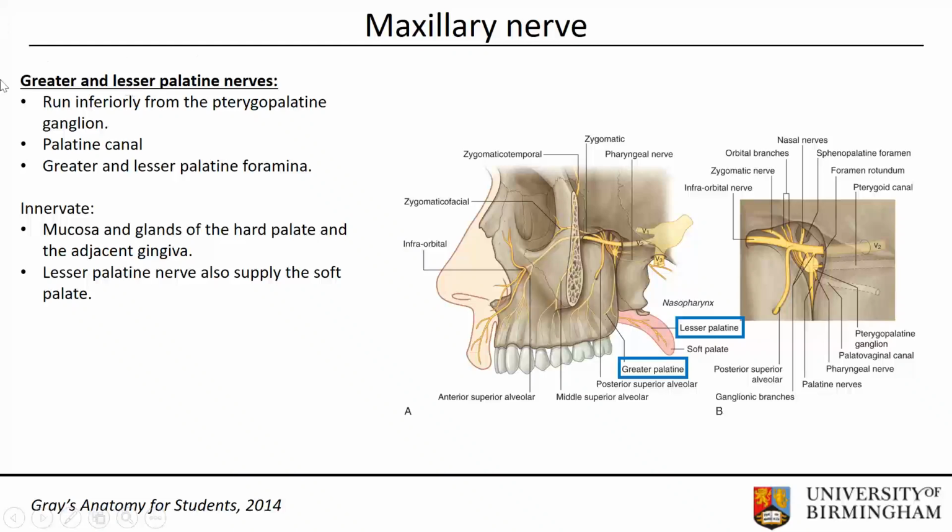We will start with the greater and lesser palatine nerves that will pass inferiorly from the pterygopalatine ganglion, then go through the palatine canal and travel through the greater and lesser palatine foramina. They will innervate the mucosa and glands of the hard palate and the adjacent gingiva. The lesser palatine nerves will run posteriorly to innervate the soft palate.